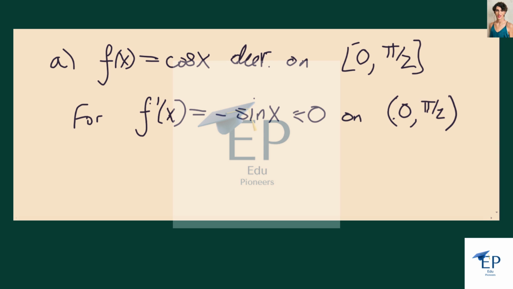And therefore, it also implies that cosine of x is decreasing on the interval inside 0, 1.